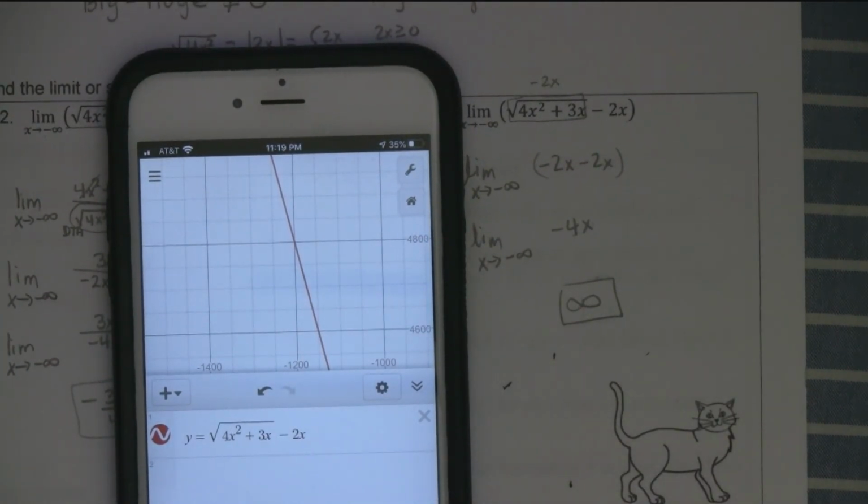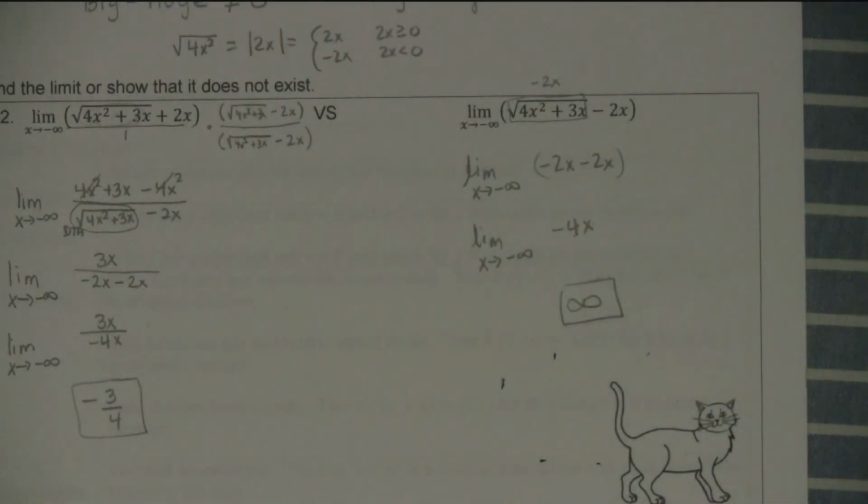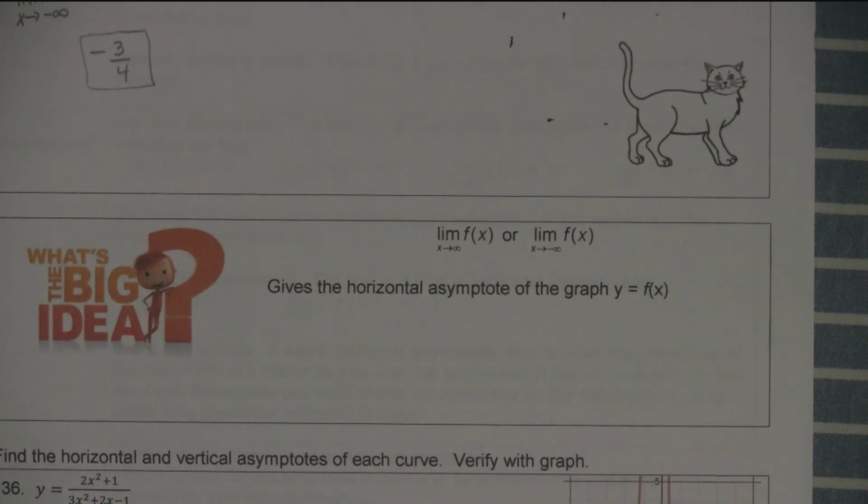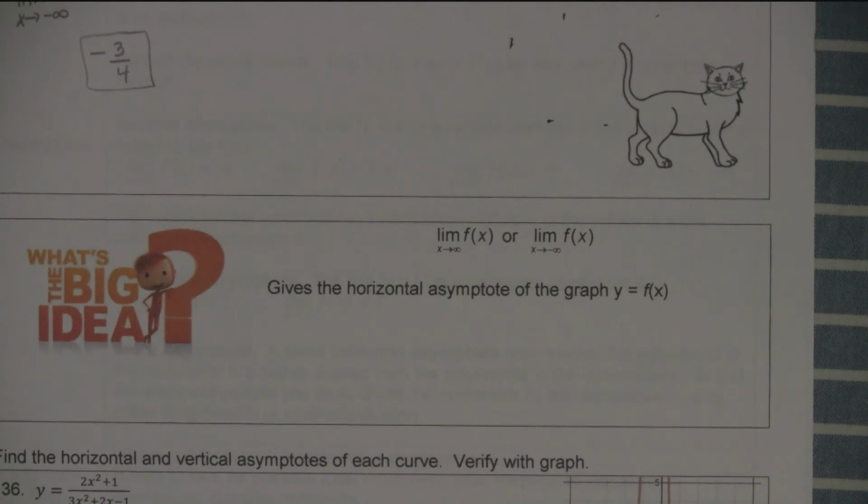So hot diggity dog. And so you certainly could look at those on a graph. So that sounds good. And then they tell you about the horizontal asymptote. And so this is what they're kind of getting at here.